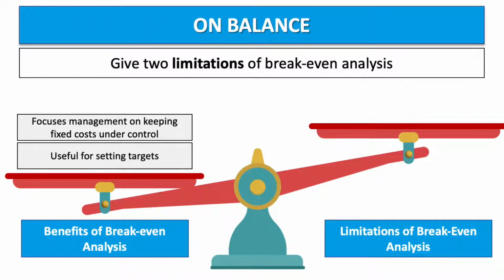Let's balance this up then. Let's look at the other side of the argument. We're looking now for two limitations or two disadvantages of break-even analysis. Again, you can give them individually. You don't have to do two. You can give them individually. Two limitations of break-even analysis, please.